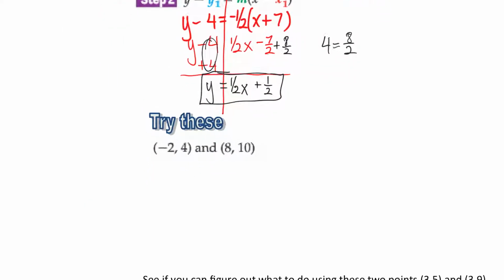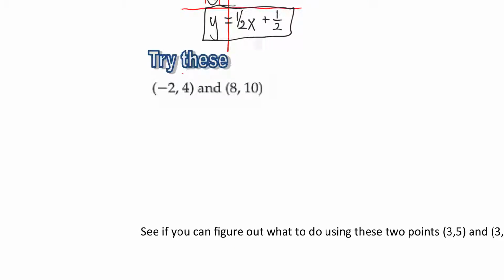All right. So I want you to try the same thing on this one right here. Find the slope, put it in point slope, then convert to slope intercept.